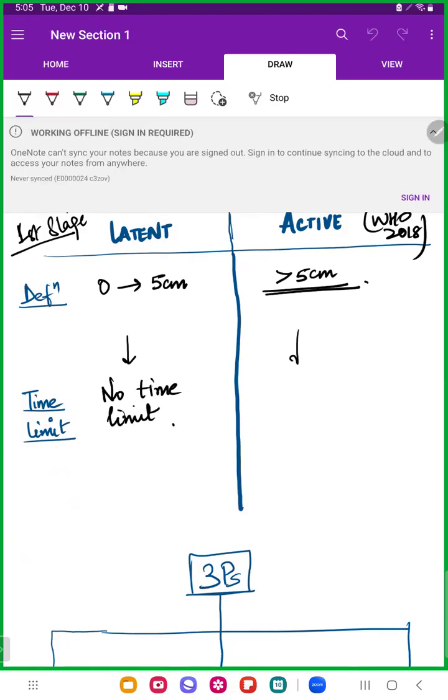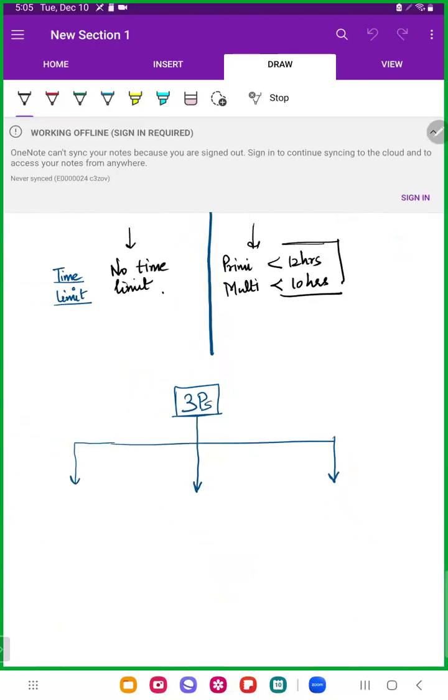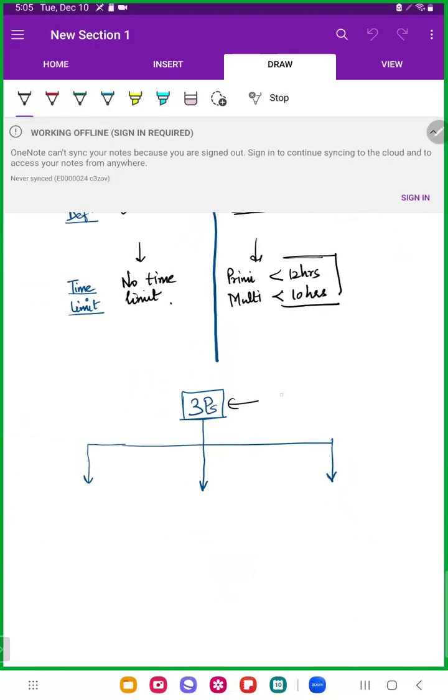In the active phase, they have given a time limit. For a primigravida patient, the active phase of labor should last for less than 12 hours. For a multipara patient, the labor should last for 10 hours. Active phase only I'm talking about. Okay. For a labor to progress, there are three P's which should be normal.